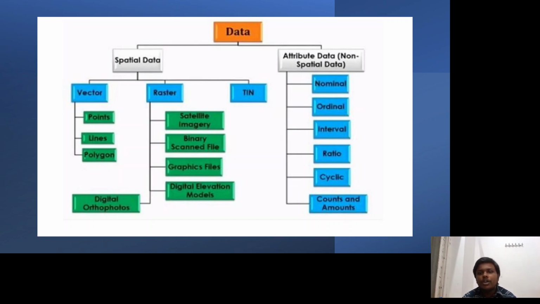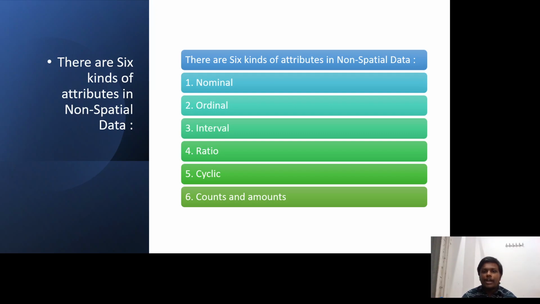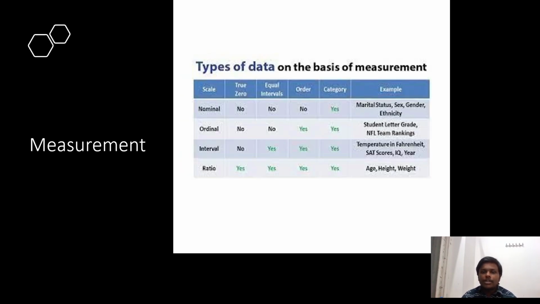There are 6 types of non-spatial data: nominal, ordinal, interval, ratio, cyclic, and amounts and counts. And there are 6 types of attributes in this. They are nominal, ordinal, nominal or ordinal, categorical, interval and ratio, cyclic, and counts and amounts. The measurements are like this.